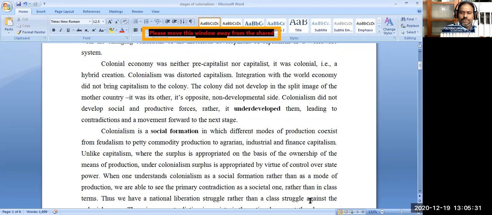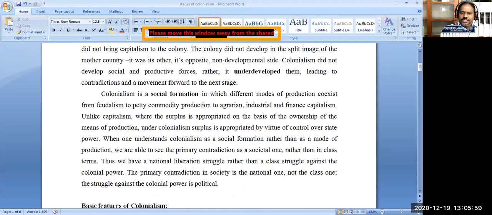Colonialism is a social formation in which different modes of production coexist, from feudalism to petty commodity production to agrarian, industrial, and financial capitalism. Unlike capitalism, where the surplus is appropriated on the basis of the ownership of the means of production, under colonialism, surplus is appropriated by virtue of control over state power.